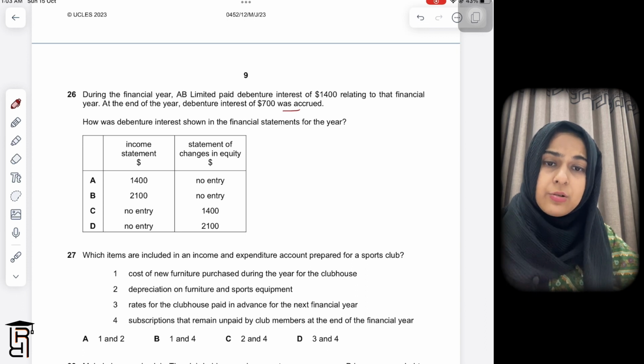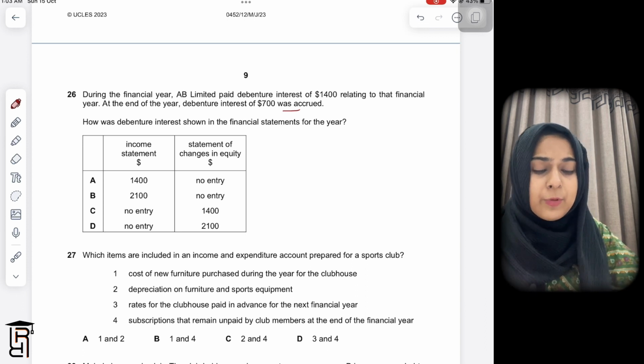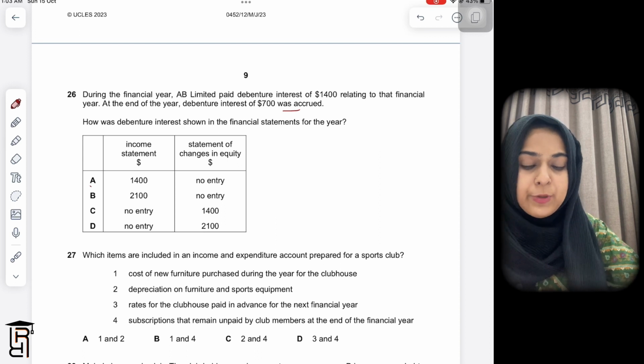Basically, owing expense is your current liability, but in the statement of changes in equity, it will not come. So B should be your answer.